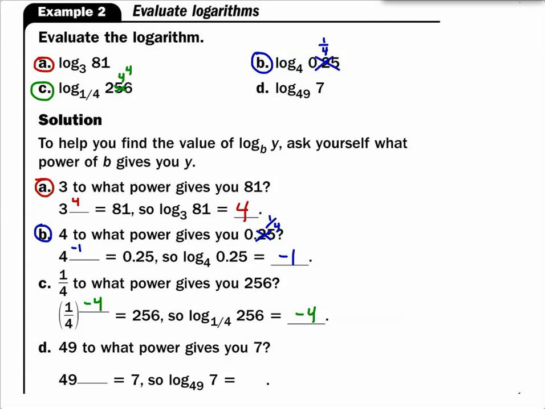And then finally, part D. Log base 49 of 7. The question is, what power do you take 49 to get to 7? And the answer is 1/2 because it's a square root, and square roots are fraction exponents. So log base 49 of 7 is 1/2. That's all for example 2.